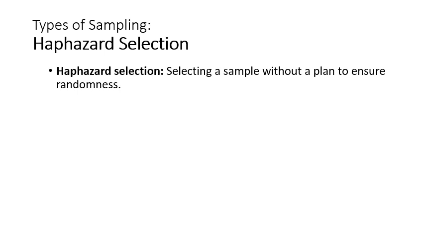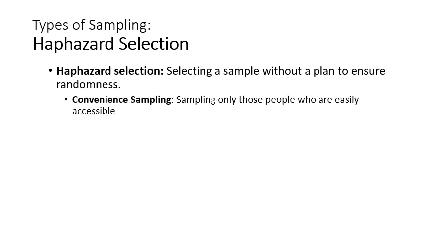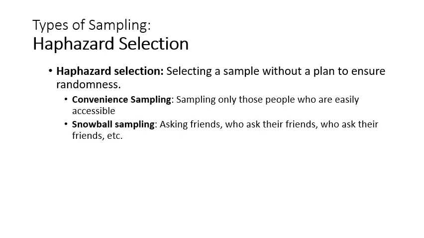So what more commonly happens is a type of sampling called haphazard selection, selecting a sample without a plan to ensure randomness. Convenient sampling is one of the most common, only sampling people who are easily accessible. We'll lay these out more in subsequent slides. Snowball sampling is asking friends who ask their friends who ask their friends.